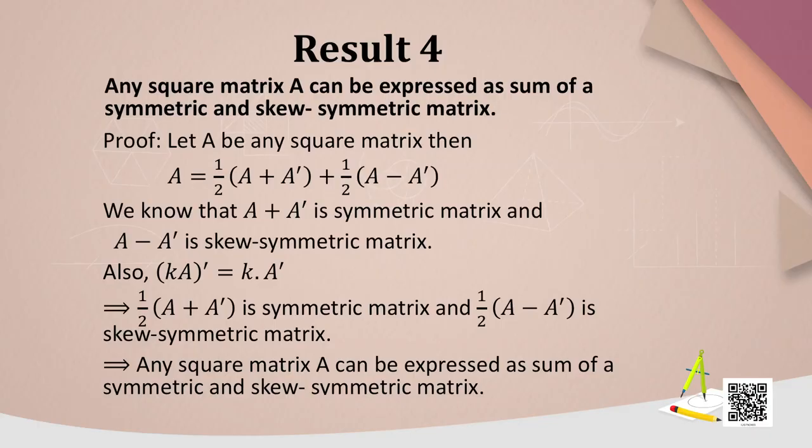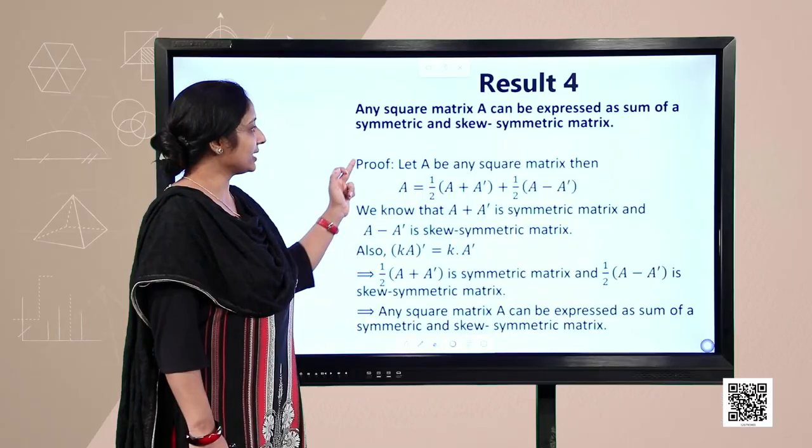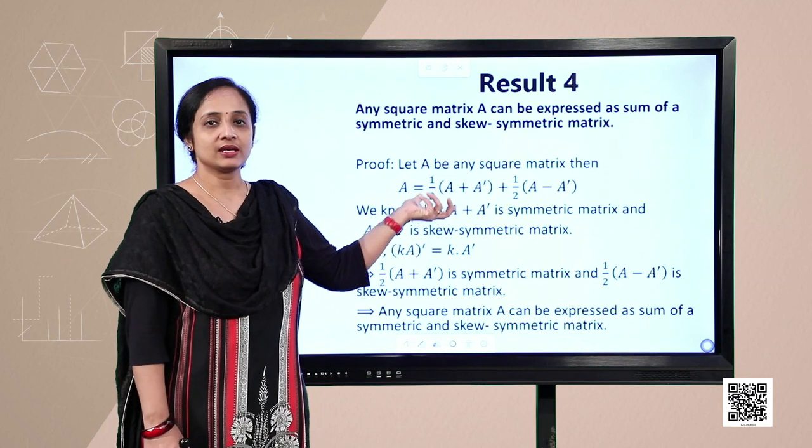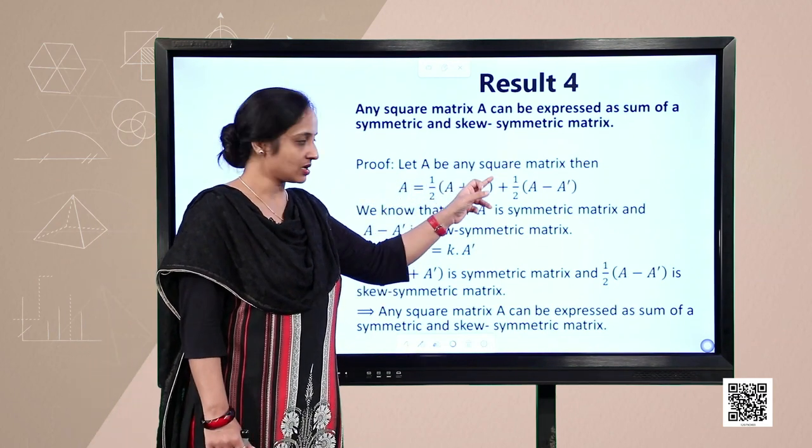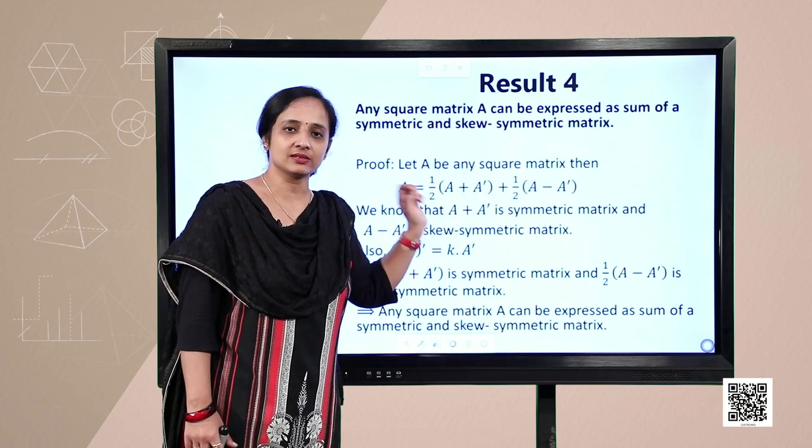Let's do one more result. The next result is that any square matrix A can be expressed as the sum of a symmetric and a skew symmetric matrix. So let A be any square matrix, then we can write A as half of (A plus A transpose) plus half of (A minus A transpose).